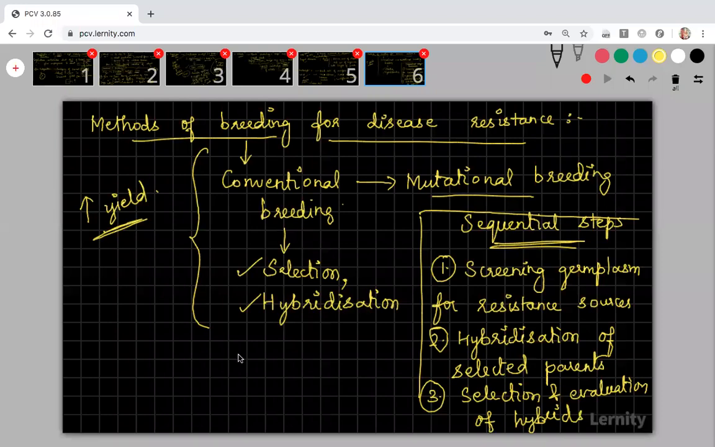And what is the last step? Testing, release, and commercialization of new variety. This is your last step. Either you can write the second step as one step, or if you feel confused, you can write the second step as selection of parents, the third step as hybridization of selected parents, the fourth step as selection and evaluation of hybrid recombinant, and the last step as testing, release, and commercialization of new varieties.